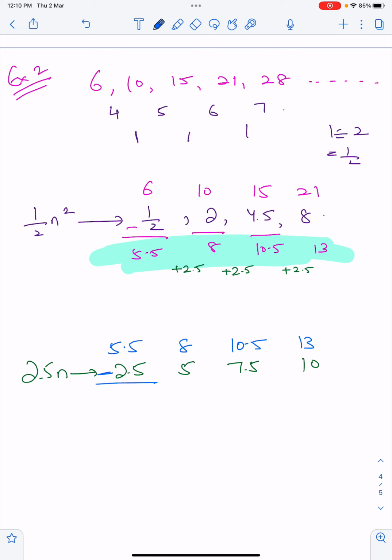So this is going to be a 3, this is also a 3, this is a 3, this is a 3. That means 3 is the difference. So the formula for the linear sequence is going to be 2.5 times n plus 3.